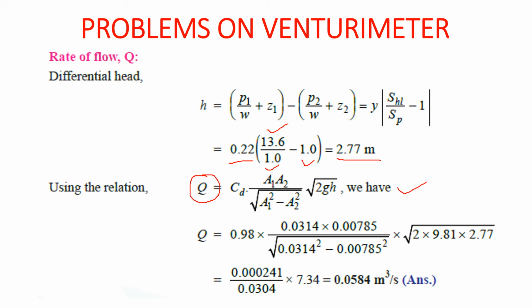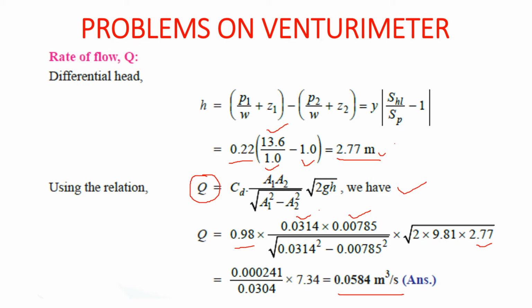So Q equal to CD is 0.98, A1 is 0.0314, A2 is 0.00785, into under root 2GH. So 2 into 9.81 into H, which is 2.77, which we have calculated here. Then under root A1 square, 0.0314 square, minus A2 square, 0.00785 square. Therefore we get this value of Q as 0.0584 meter cube per second. This is the value of discharge.